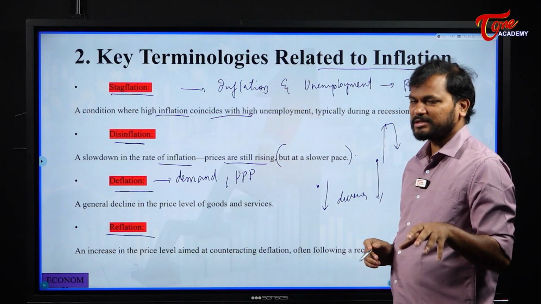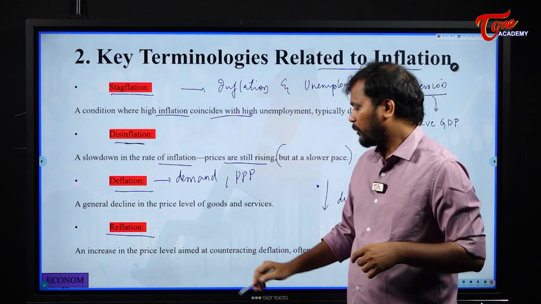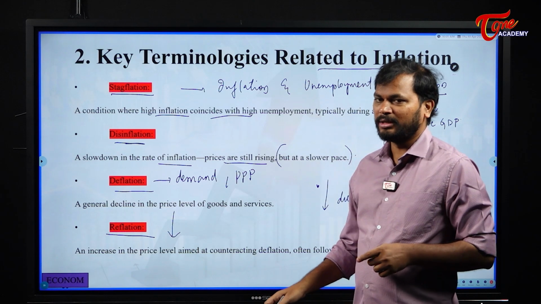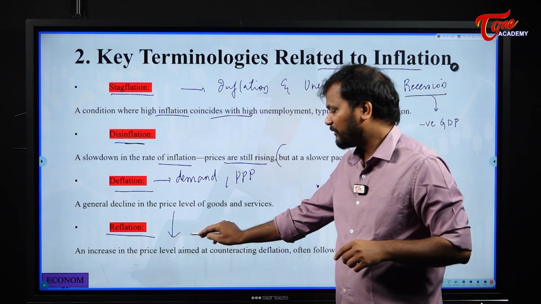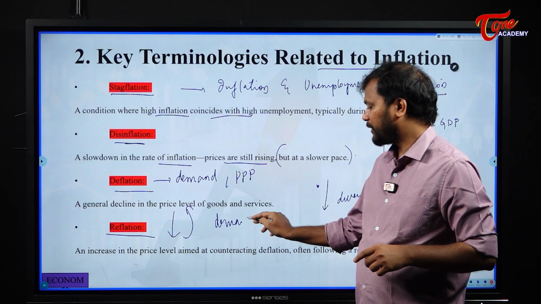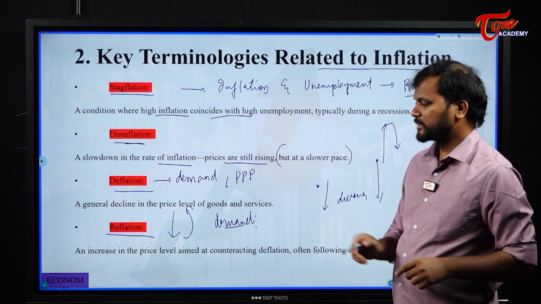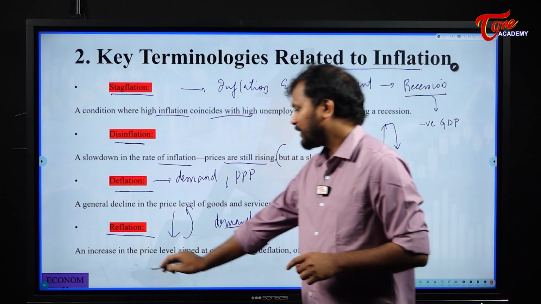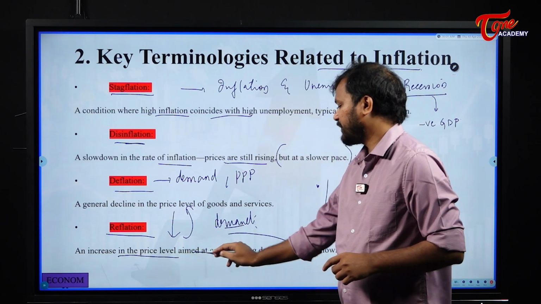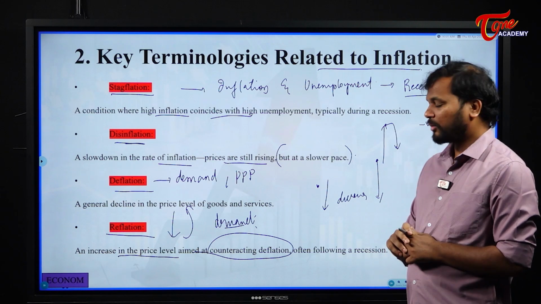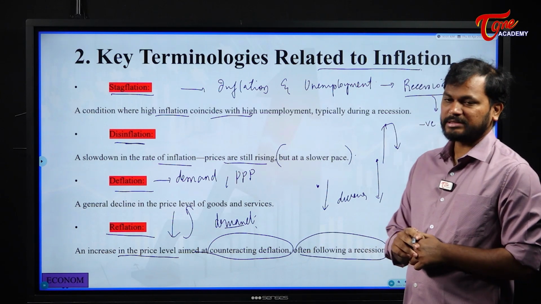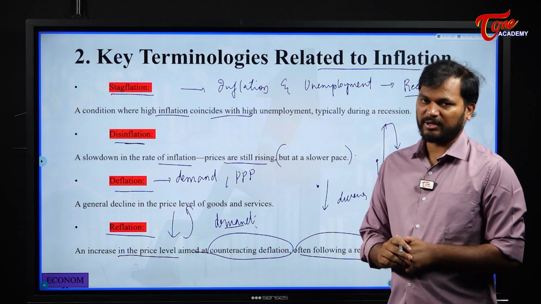Next, reflation. Now reflation is like disinflation. When there are decreasing prices because of deflation, the prices now need to be revived or increased through the creation of demand. That is what is called reflation. An increase in the price level aimed at countering deflation, often following a recession. That is what is called reflation.